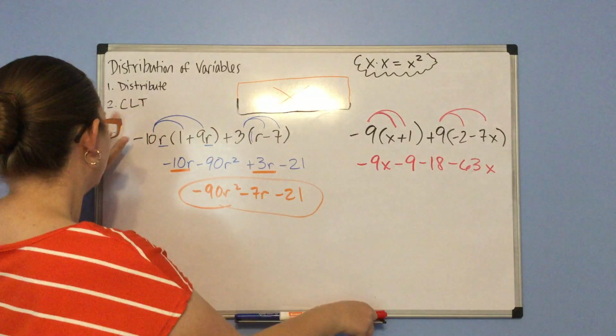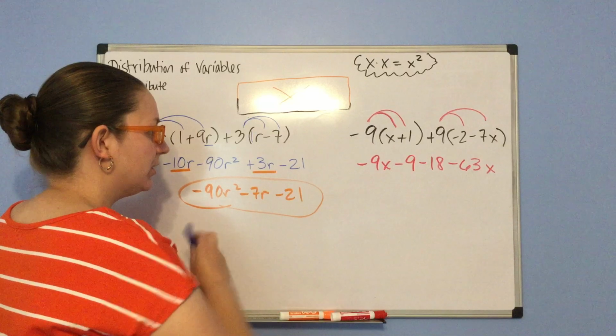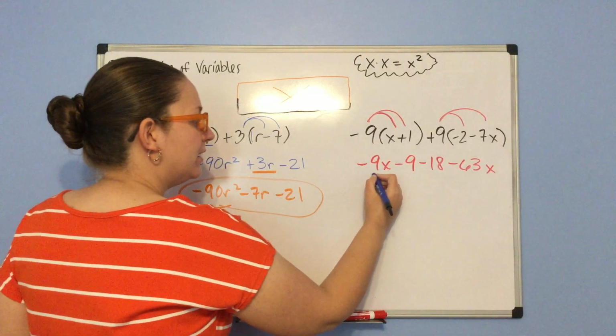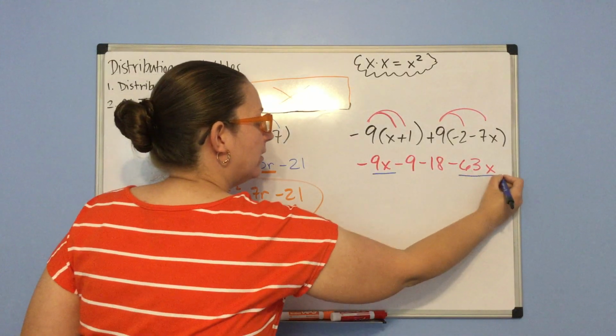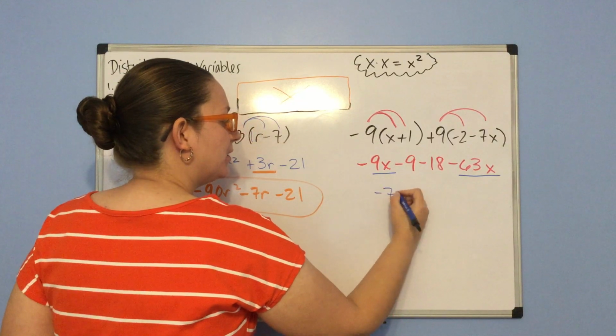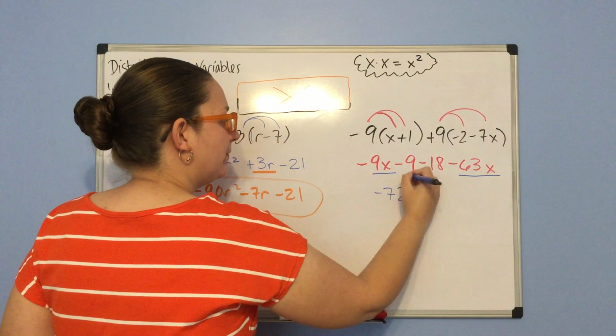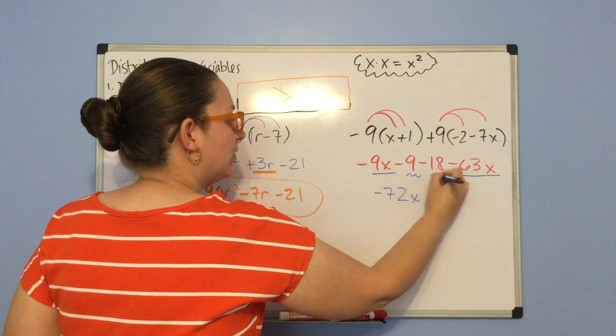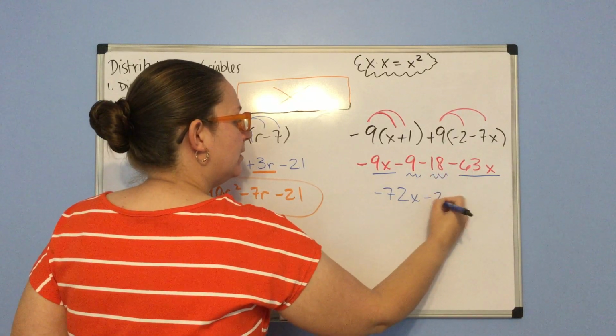All right, time to CLT, combine like terms. X's, negative 9, negative 63 combines to a negative 72x. And then numbers, negative 9 minus 18 is negative 27.